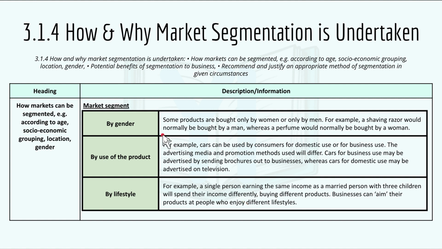Then we have by gender. Some products are bought only by women or by men. For example, a shaving razor would normally be bought by a man, whereas a perfume would normally be bought by a woman.